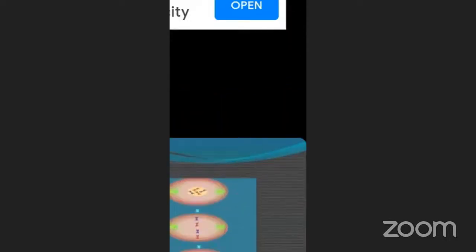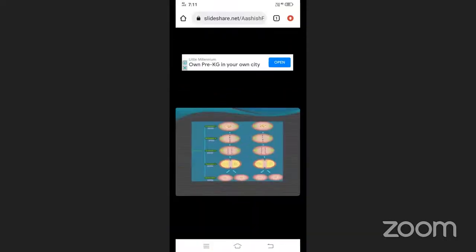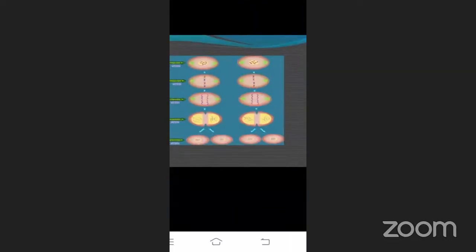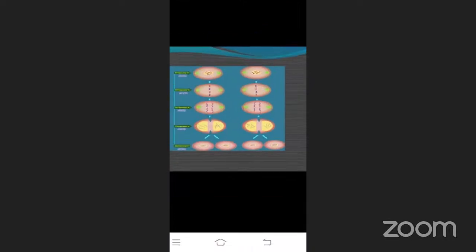Meiosis consists of two cell divisions that take place one after the other, meaning meiosis one and meiosis two. The first cell division is a diploid parent cell undergoing division to produce two haploid daughter nuclei. This type of division is the first meiotic division.